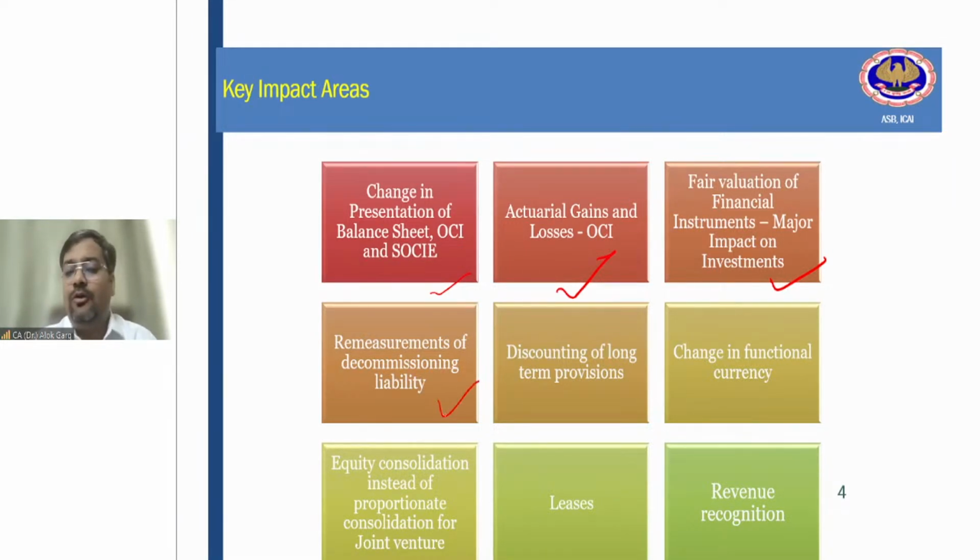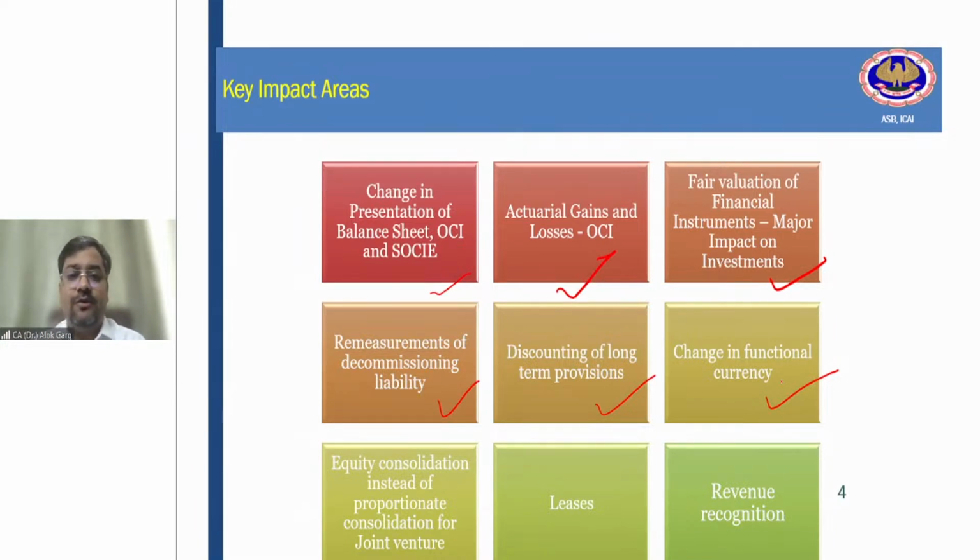Decommissioning liability, although this is not a big change now because under IGAAP, AS 29 has also been revised with effect from 1st April 2016. It's been 7 years, and under IGAAP, this decommissioning liability is also going to be discounted, right? Discounting of long-term provisions: other long-term provisions are not required to be discounted under IGAAP, but they are discounted under Ind AS. Change in functional currency.